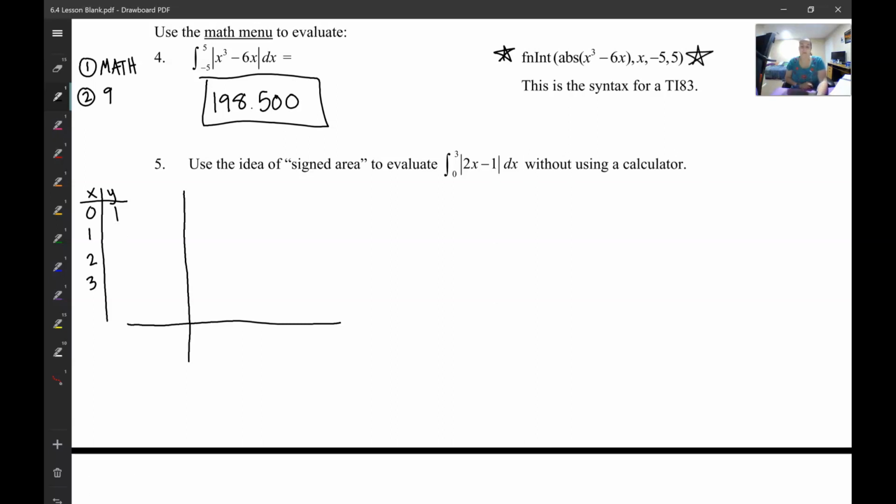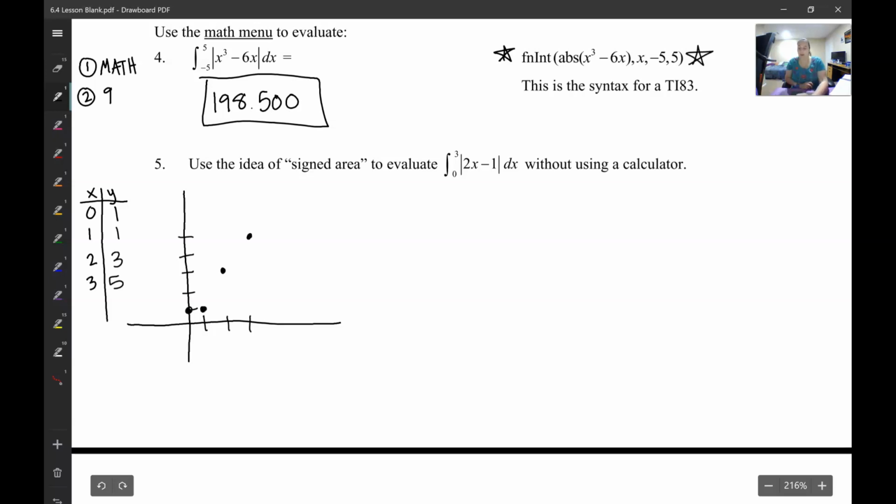2 times 1 is 2, minus 1 is 1, and then absolute value of 1 is 1. Then we plug in 2 times 2 is 4, minus 1 is 3. And then 2 times 3 is 6, minus 1 is 5. So let's graph all of these. So I have 0, 1, 1, 1, 2, 3, 3, 5.